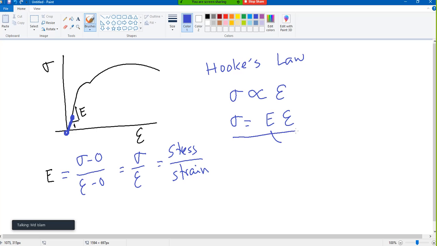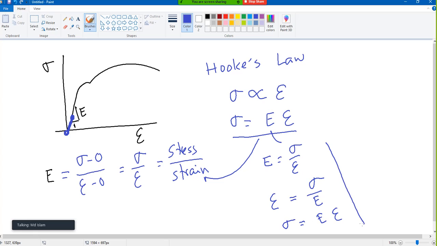Or we can rewrite this equation into this format. You can see E will be stress divided by strain. Or I can write whatever I need. Based on the need, I can write it this way also. Also based on the need, I can write stress is E times epsilon. So make sure that you are familiar with these three equations.